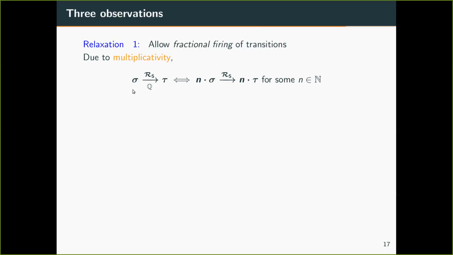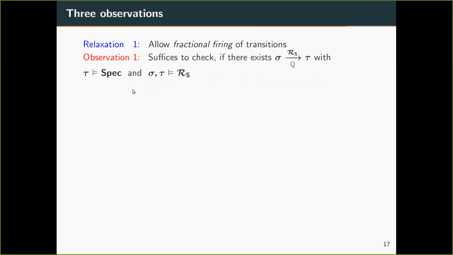And hence, by putting all this together, we observe that to check the restricted safety problem, it suffices to check if there exists a fractional run from sigma to tau with tau satisfying spec and sigma and tau satisfying RS. The second relaxation is more drastic, and it proposes to remove all the guards from the transitions in RS. A priori, it sounds like this is an unsafe thing to do, but we actually consider the following fact.